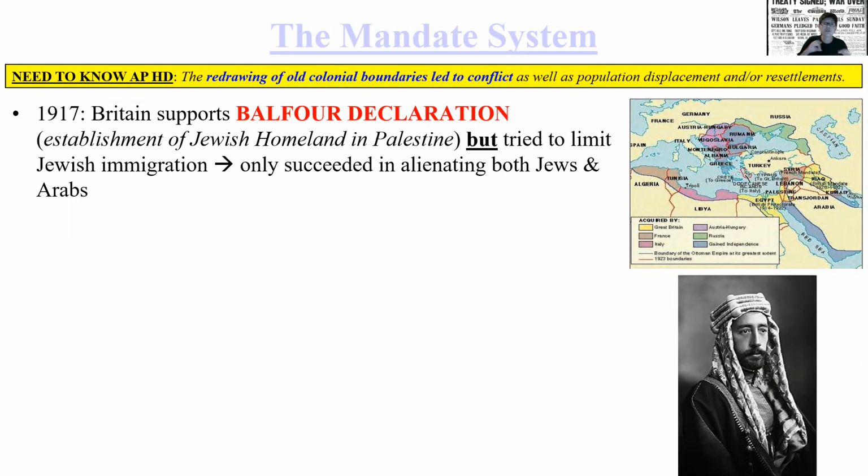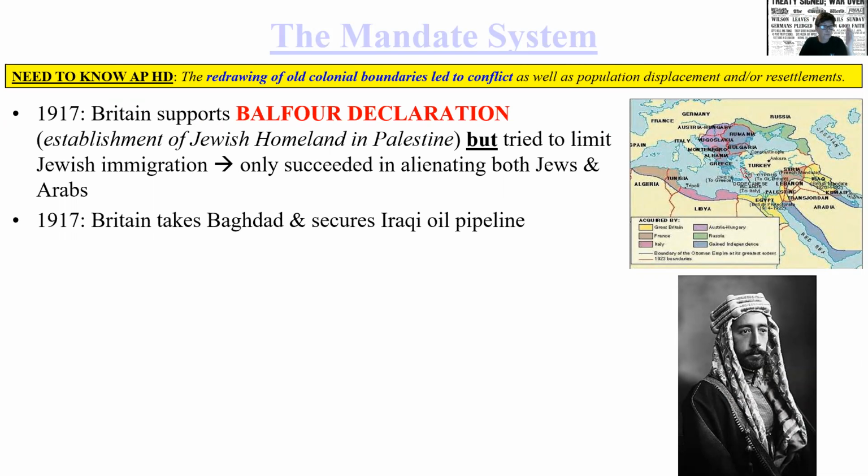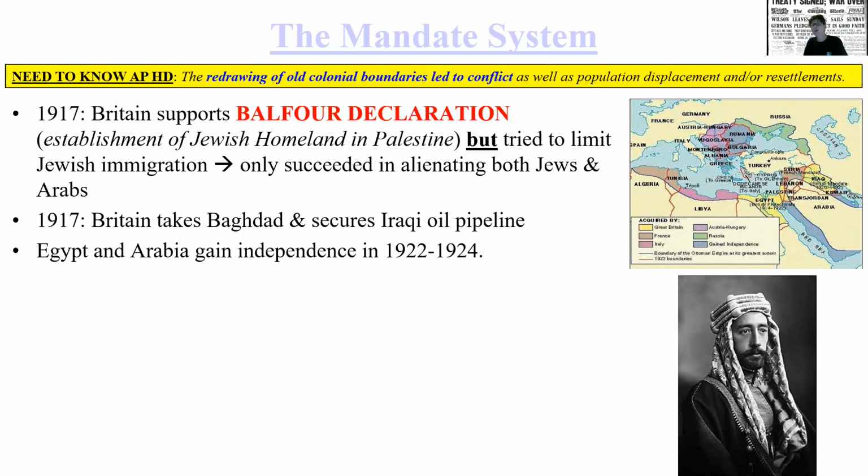It's an establishment of a Jewish homeland in Palestine, but he tried to limit immigration, and Britain only ended up ticking off both sides. So Britain starts going after resources. They're going to take Baghdad, the city that had been the capital of the Abbasid Caliphate back in 1200 to 1450. You remember that time period, and they're going to get control of the Iraqi pipeline. Egypt and Arabia will gain independence in 1922-24.